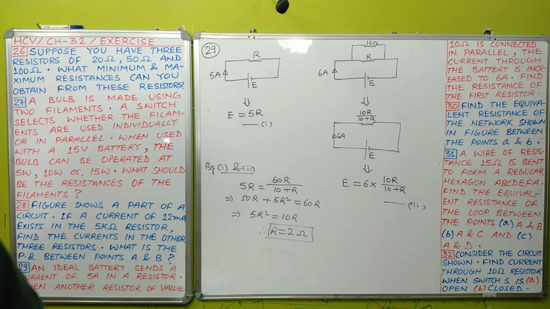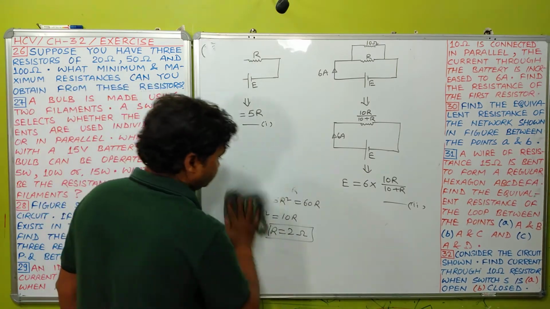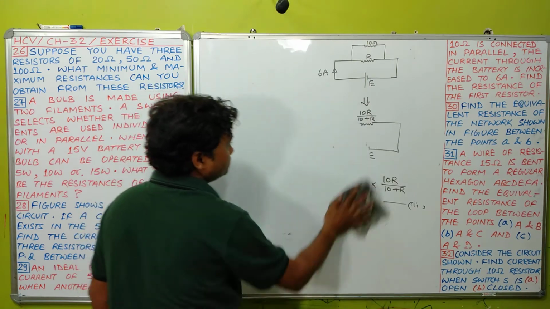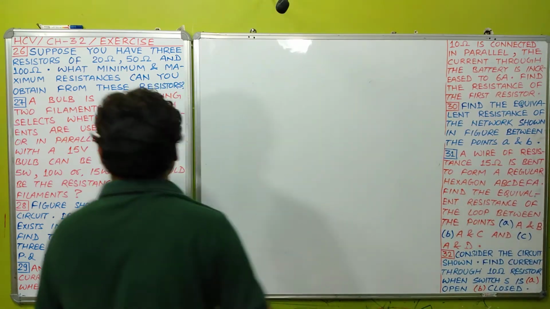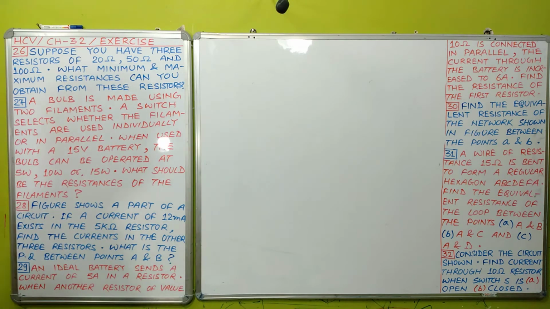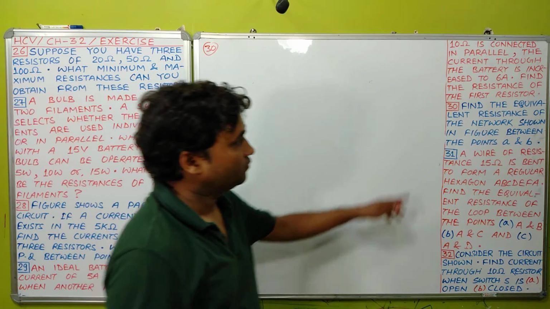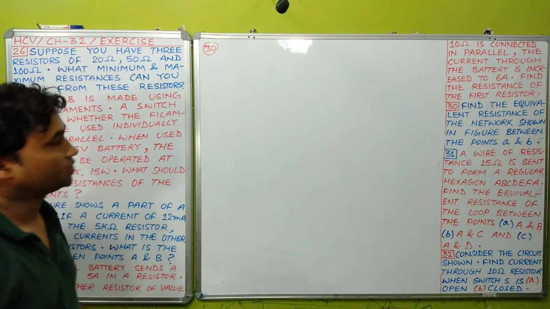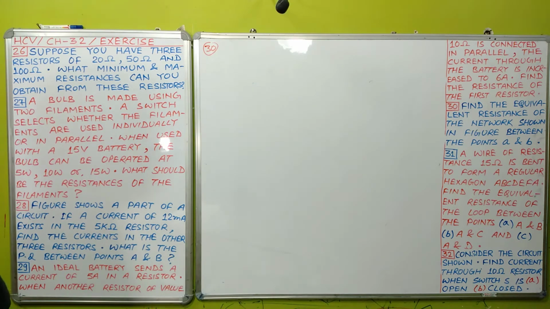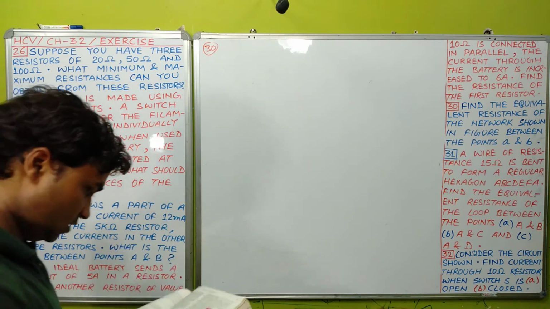So now it's an easy question. Now let us move towards question number 30, student. Question number 30. Student, find the equivalent resistance of the network shown in figure between points A and B. Okay, again a figure is given for this question, student. Question number 30. The figure is like this.